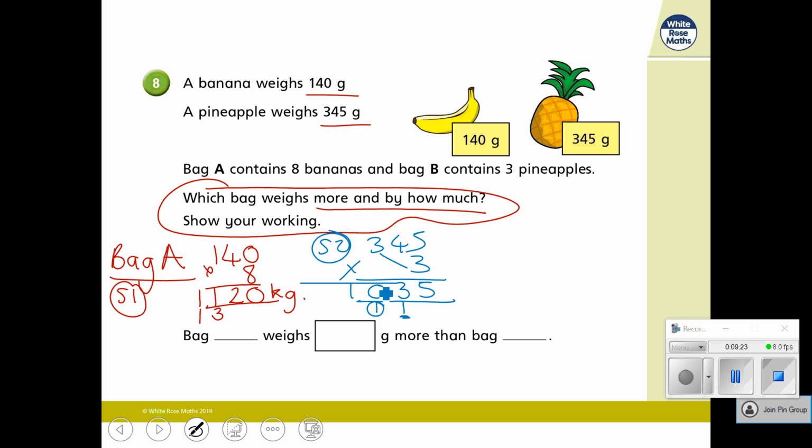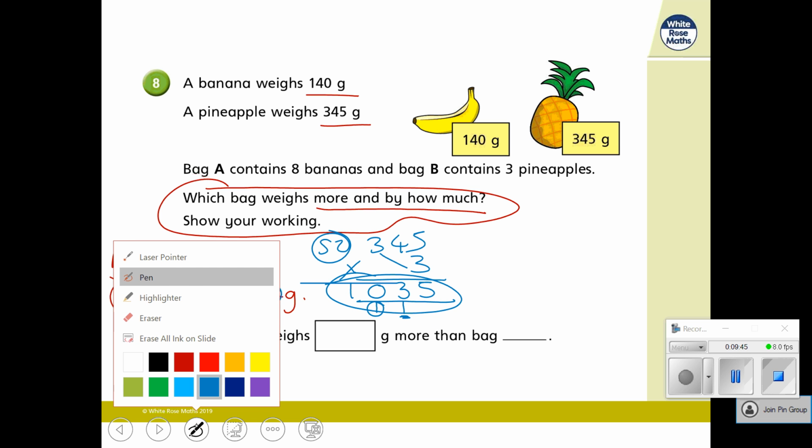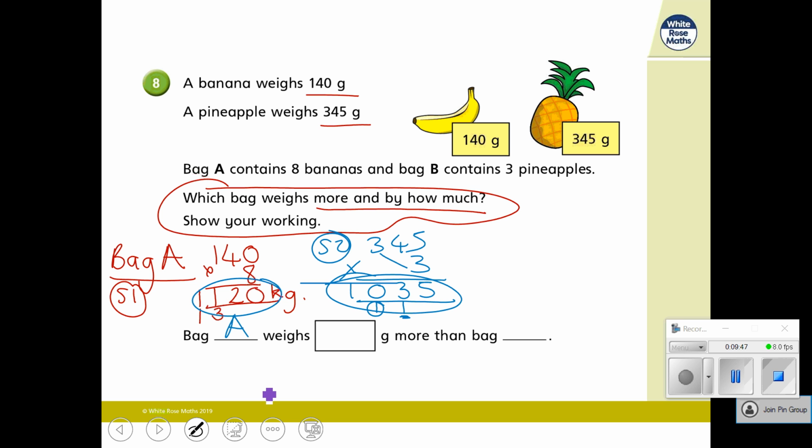Okay, now let's just go back to our question and see if I've answered it. Which bag weighs more and by how much? I haven't answered it yet. I know how much A weighs, I know how much B weighs. I need to work out which one weighs more. So we know that bag A weighs more just by looking at the numbers, but we don't know by how much. So that is going to be step 3. We'll go purple for step 3.